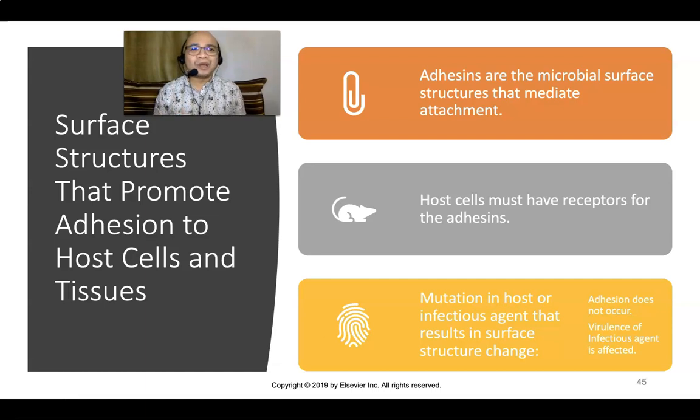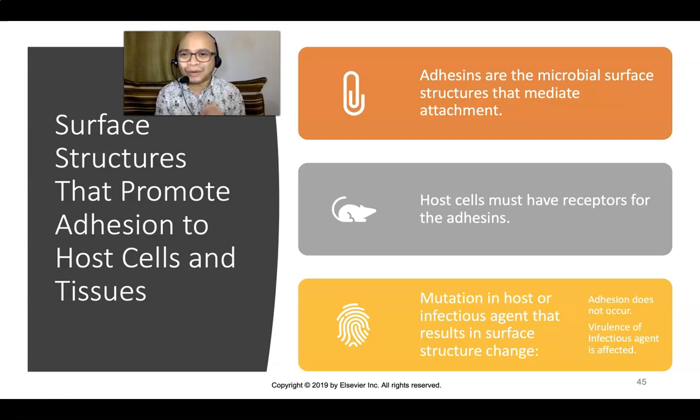For example, once you are infected with Neisseria gonorrhoeae, these organisms have fimbriae, and these fimbriae allow the organisms to attach to the epithelial lining of the urethra. So even if you urinate, the pressure of voiding urine will not allow them to be easily detached from our tissue. There are several factors that may be responsible for that, and one of them is called adhesins. Adhesins are microbial surface structures that can mediate attachment.